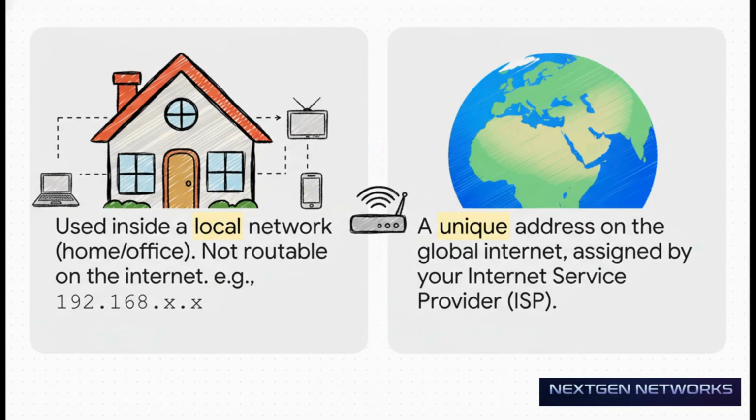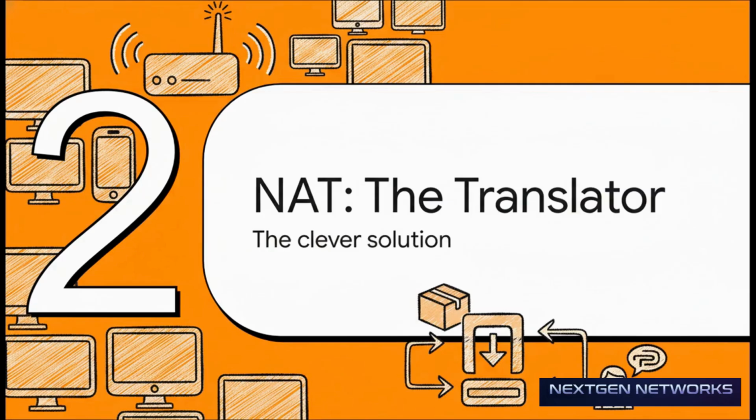But inside your house, all your devices use private IP addresses. These are more like apartment numbers. They only make sense inside your building. In fact, your neighbor's laptop could have the exact same private IP as yours. And here's the crucial part. These private addresses can't be used on the public internet by themselves. They need a translator. And that translator, that's NAT.